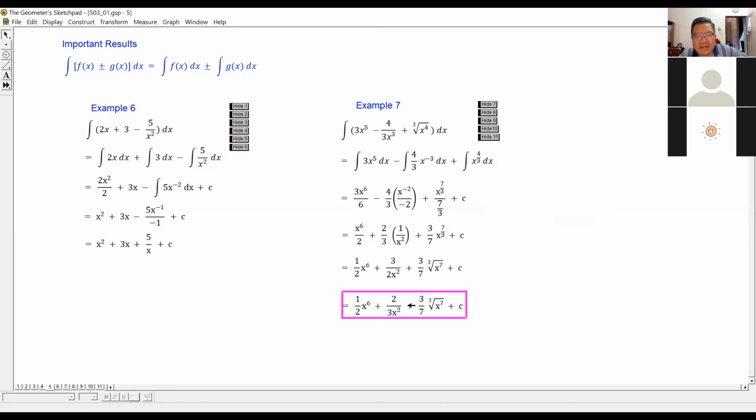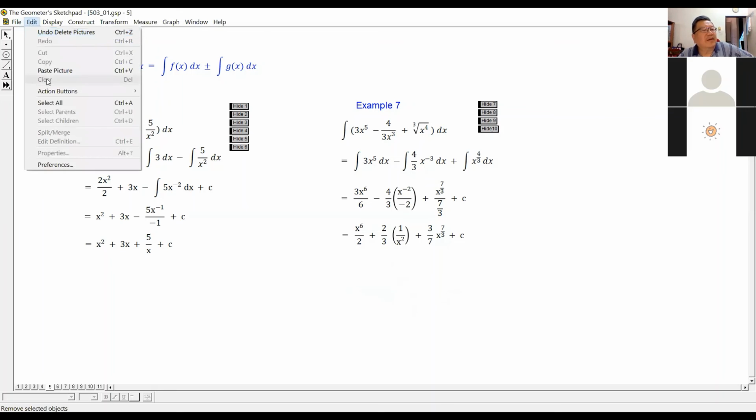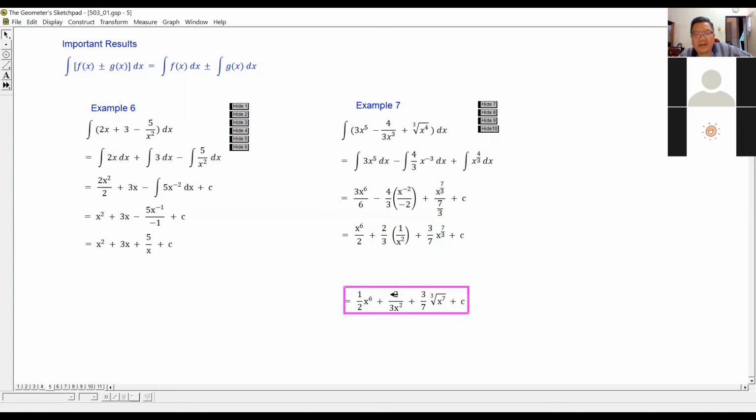So is this correct? 2 over 3, 2 over 3. This is wrong, huh? Go and delete everything. Okay, right. So this is the correct one. 2 over 3. Okay, safe.